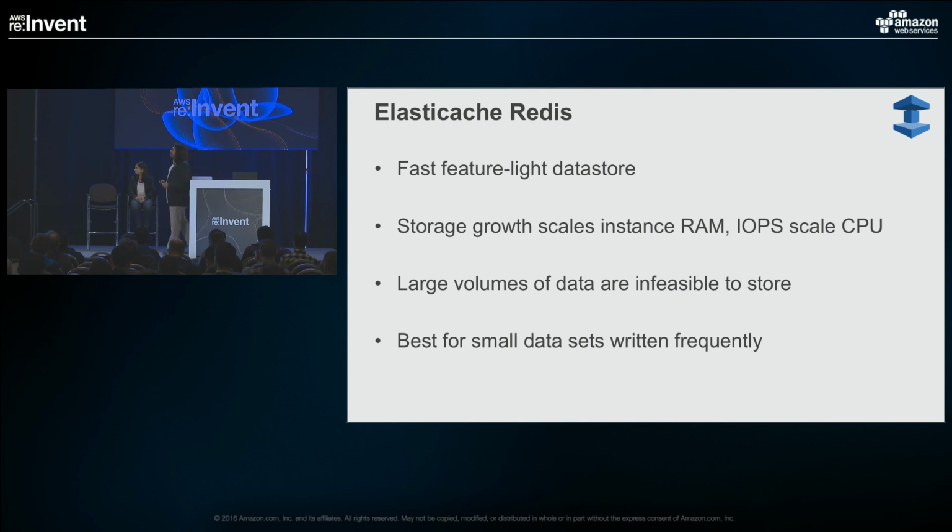ElastiCache Redis is a fast, feature-light data store. You scale the amount that you want to store in RAM and the number of IOPS you're performing in CPU, but large volumes of data isn't feasible, especially because if it goes down, then the large volumes of data are all gone. But the small data sets that need to be written and updated frequently, a moving time window in particular, make a lot of sense.